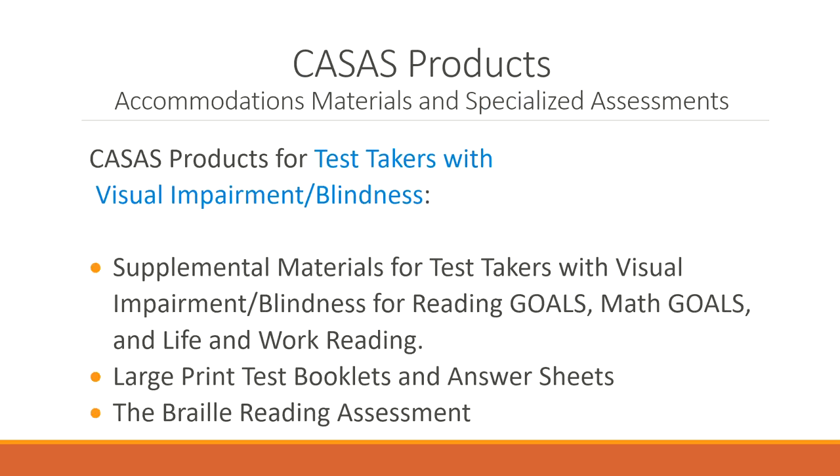CASAS offers materials for test takers with visual impairment. There are supplemental materials for the reading goals, math goals, and life and work reading test forms. I'll provide a bit more information on those later in the presentation. CASAS also offers large print test booklets and answer sheets. And there's also a Braille reading assessment available.